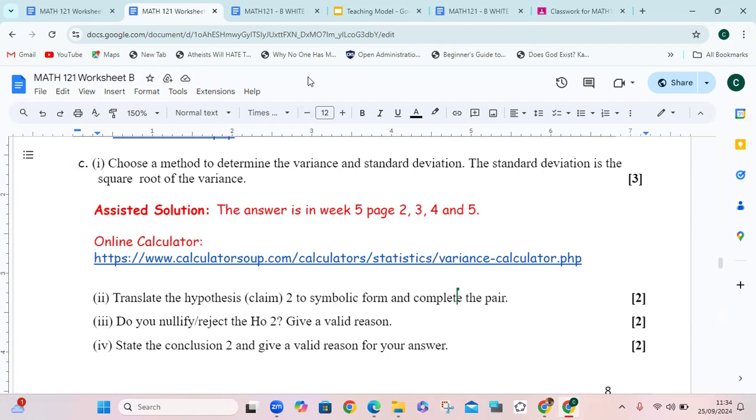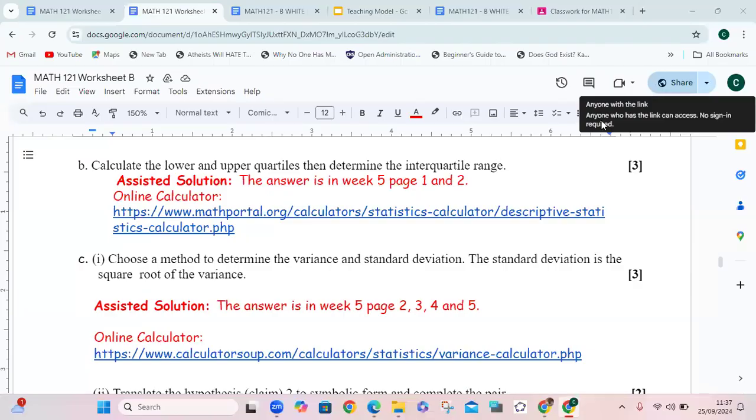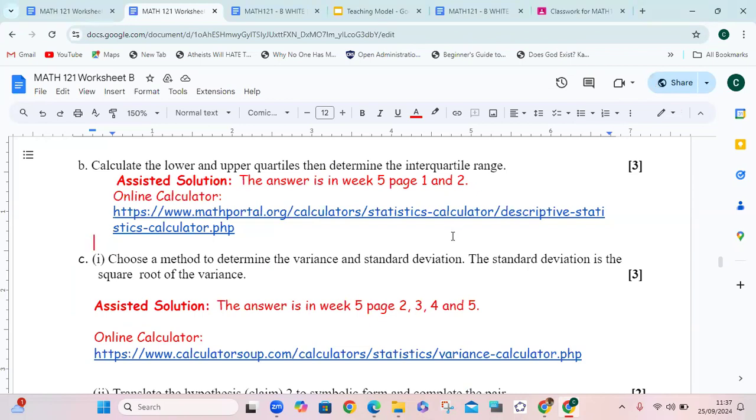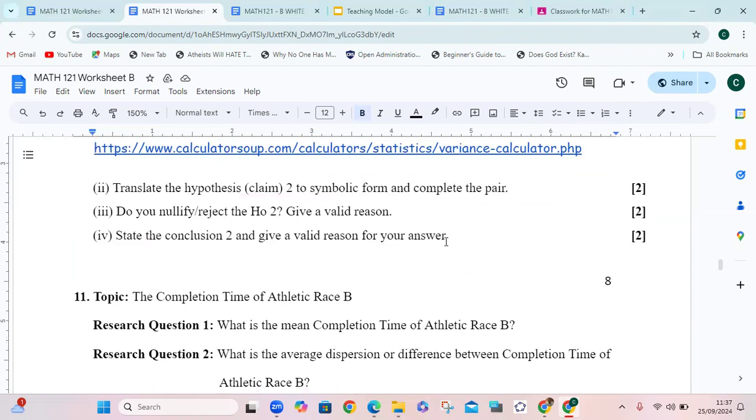So in the next video, we're going to go back to part B to complete part B. In the previous video, we were discussing why those 3 questions were transferred to part C.